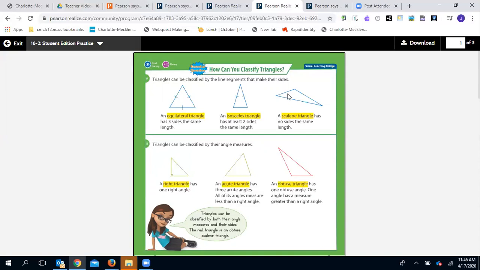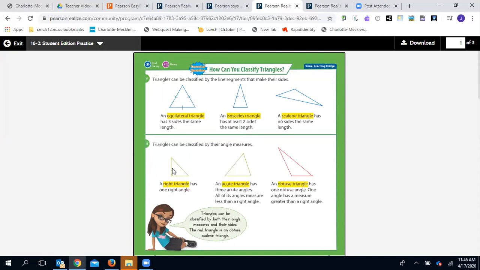Well, that makes the whole thing obtuse, even though these two here are acute. We can call this an obtuse scalene triangle. Now look at this right angle right here. Notice how this side and this side are the same length, but this diagonal is longer. Well, that would make this a right isosceles triangle because it has one right angle, but it has two sides right here the same length.